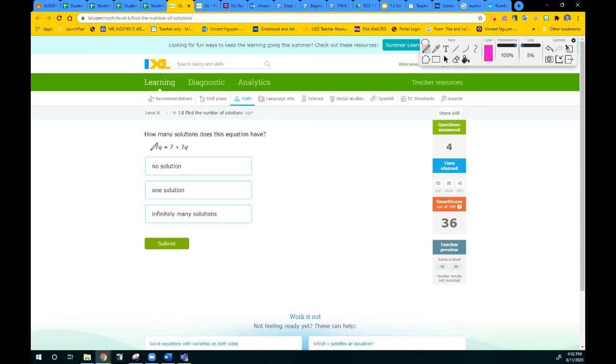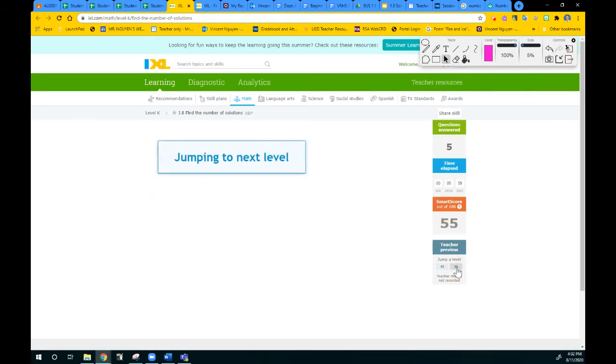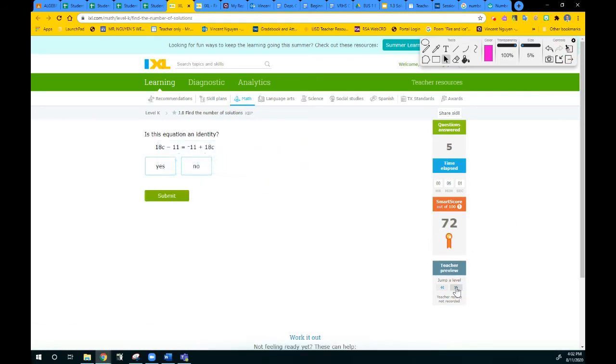All right, this one cancels because the minus 7q is going to go away. And then this is 0. Well, the equation says 0 equals 7. That is a contradiction. If it's a contradiction, then we say no solution. Okay. All right, I'm going to skip. I'm going to jump quite a bit here.